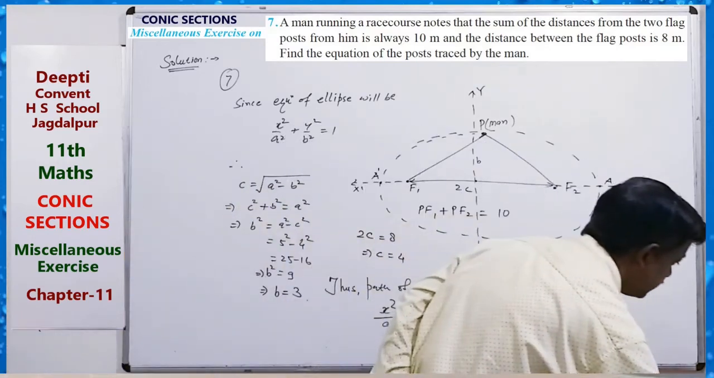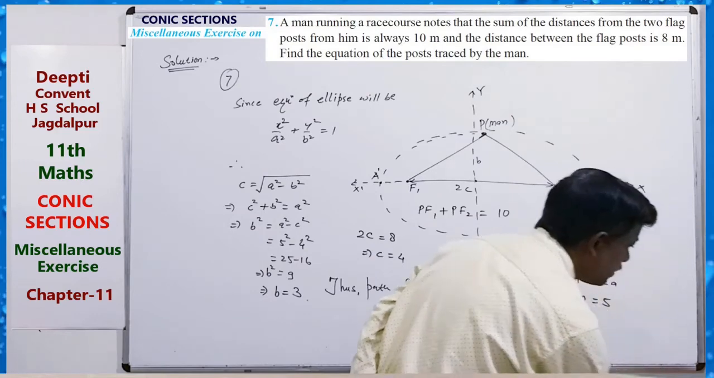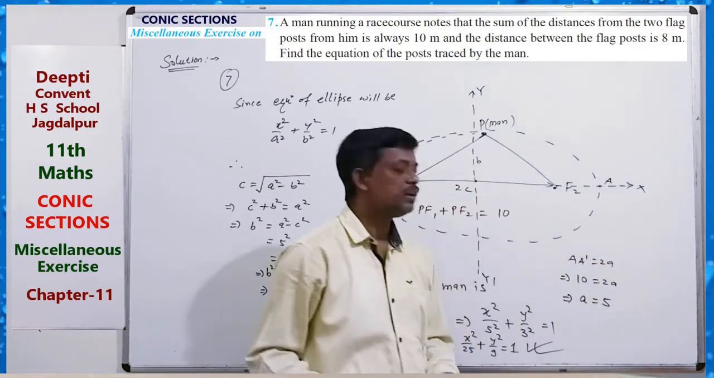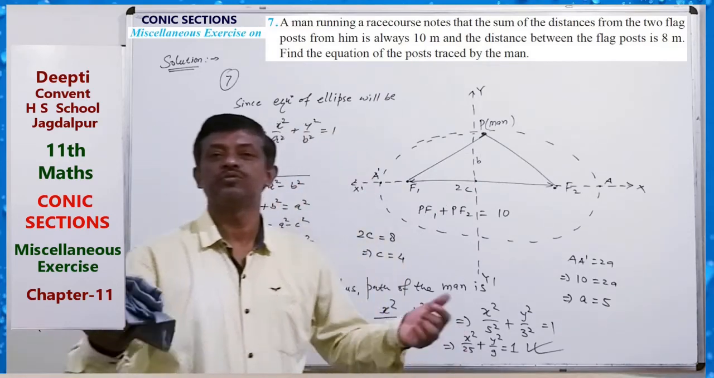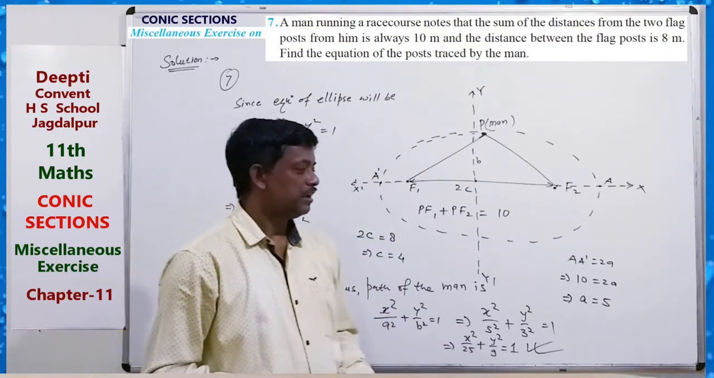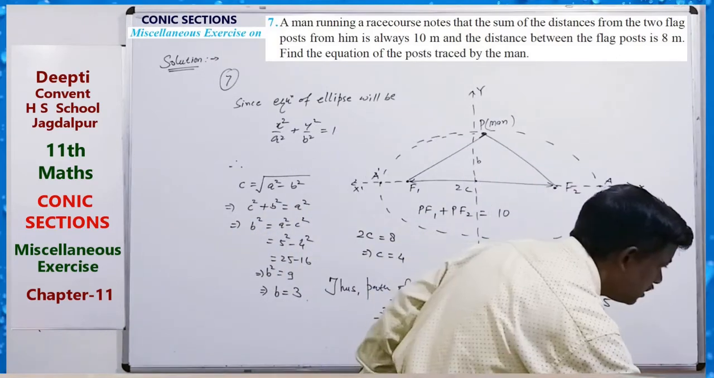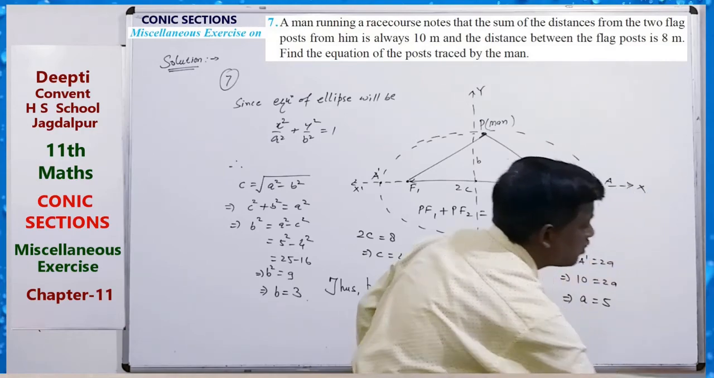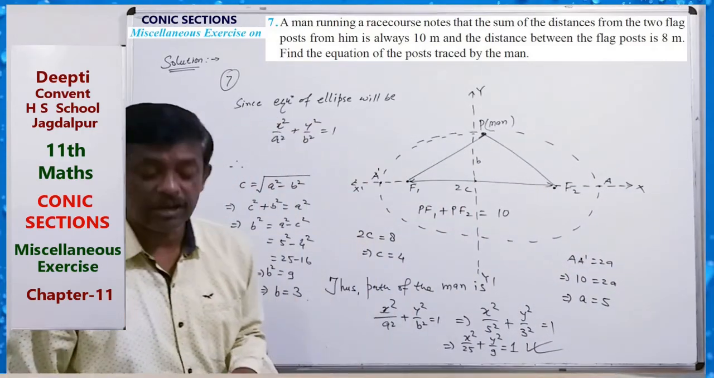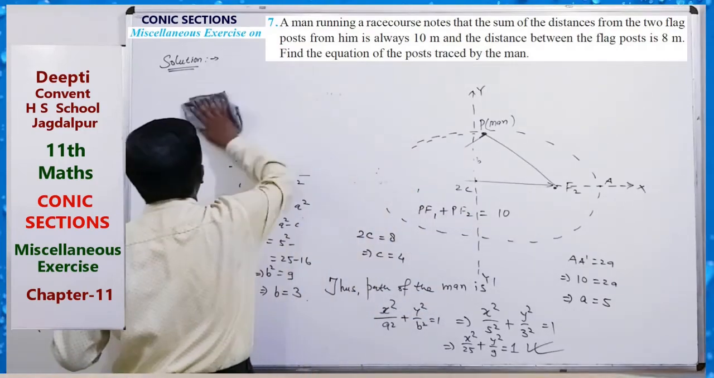And the last question, 8. Here an equilateral triangle is inscribed in the parabola y square equals 4x, where one vertex is at the vertex of the parabola. Find the length of the side of the equilateral triangle. We have to make an equilateral triangle in the parabola. Okay.